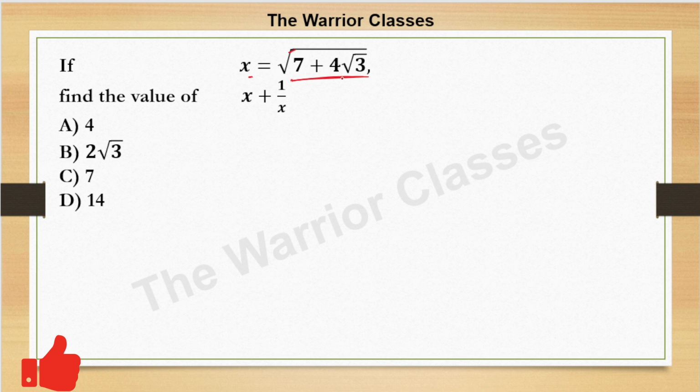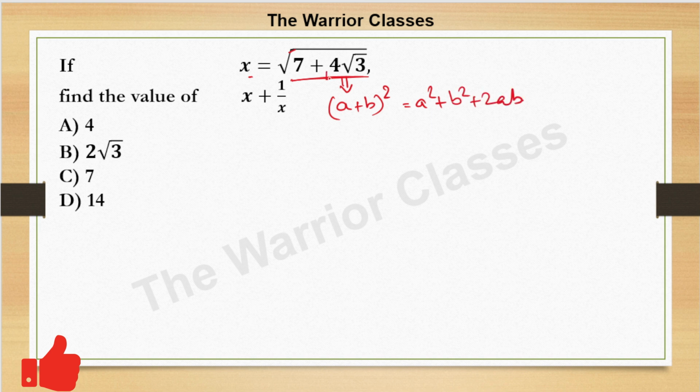And the value under the square root we have to change into the form of (a plus b) whole square, right? (a plus b) whole square. Therefore the square root and square will be cancelled. Now it is (a plus b) whole square and we know it is a square plus b square plus 2ab.